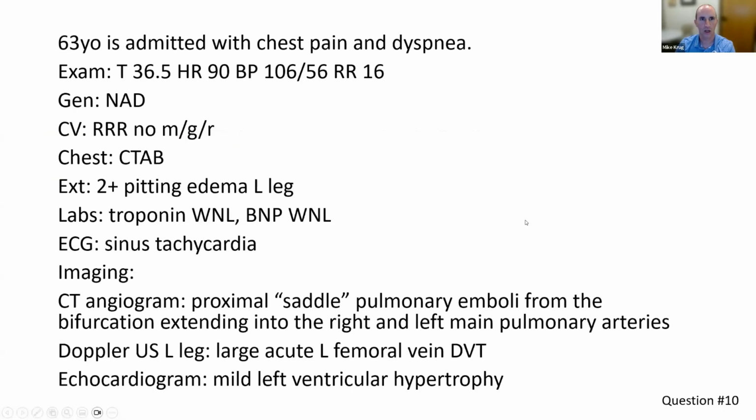So again, to prove to you, this person's blood pressure is 106 over 56. They're not hypotensive. They don't need thrombolytics. What about, are they in the medium zone where I think about it? Well, their echo did not show right ventricular strain. Their troponin was normal. Their BNP was normal. So they're lower risk.